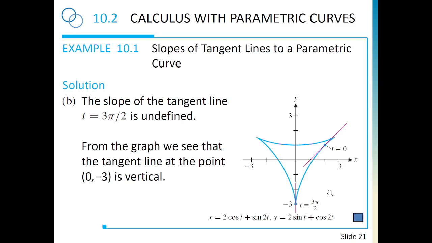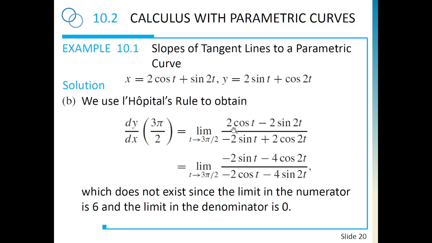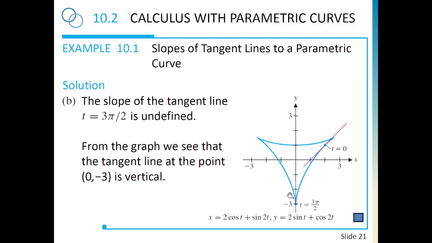So in this situation here, what happened is we had a problem because we had indeterminate form 0 over 0, and then we used the limit and L'Hopital, and then we found out that actually the slope doesn't exist, and now we see why based on the shape of the curve.